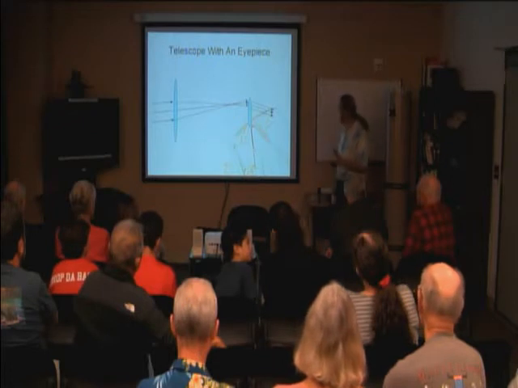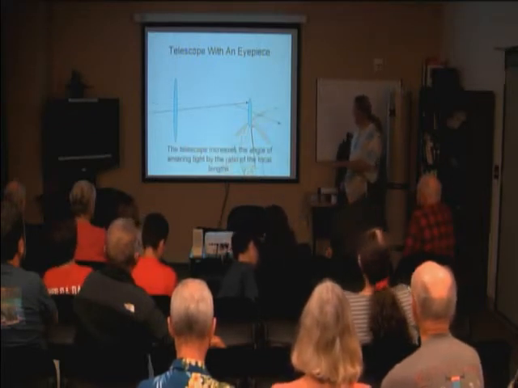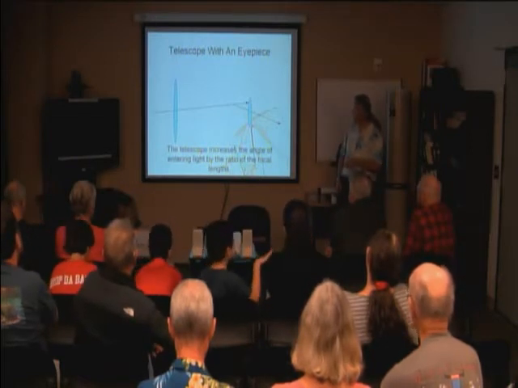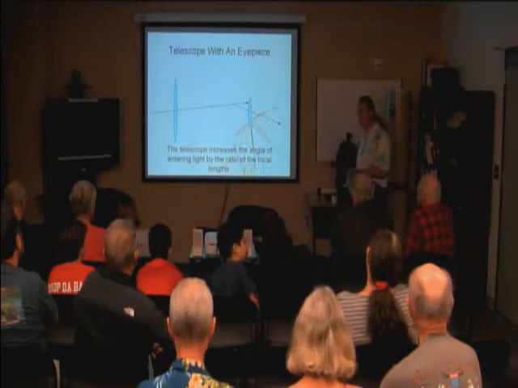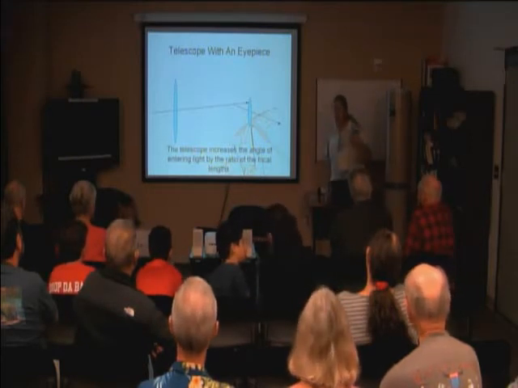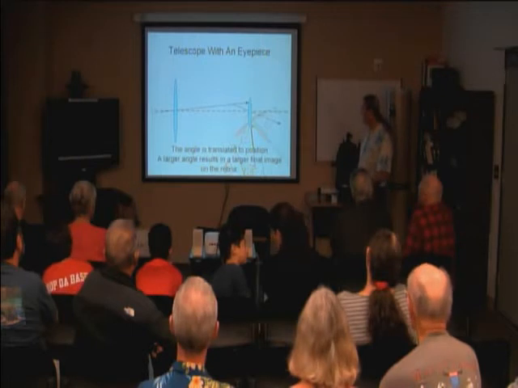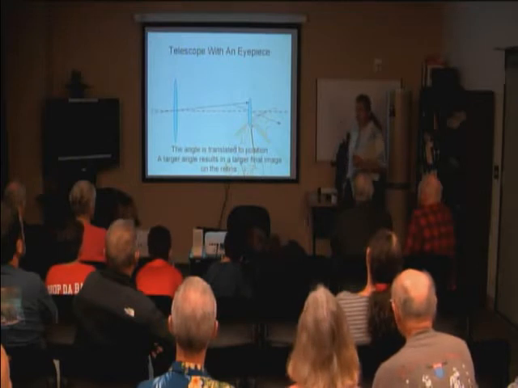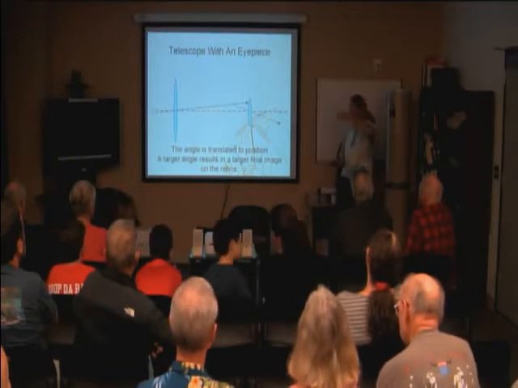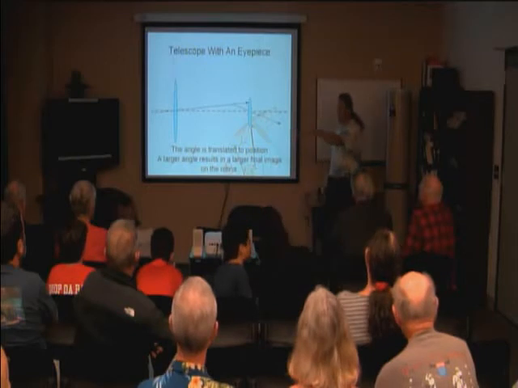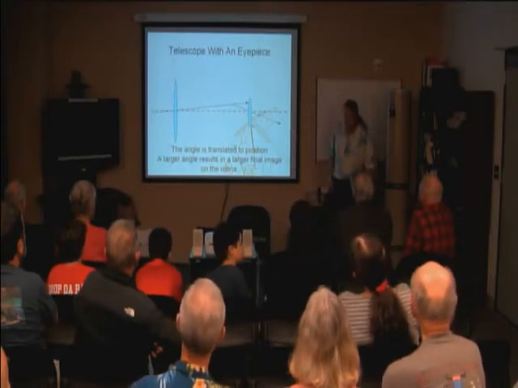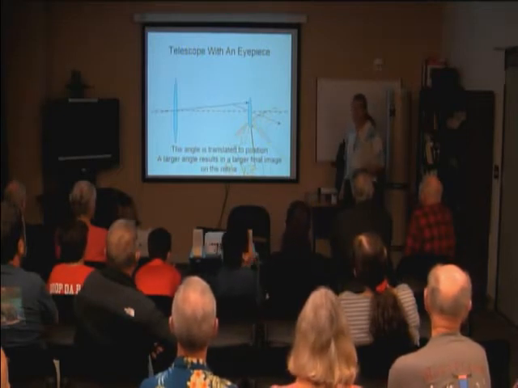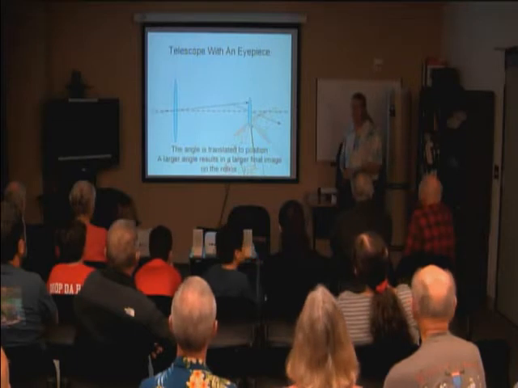So the telescope increases the angle of the light leaving relative to the entering light by a factor of the ratio of the focal lengths, and that translates into a magnification. A larger angle results in a larger final image on the retina, and as this young man said, if the primary lens, the objective lens, has a focal length of 2 meters, and this one has a focal length of 1 meter, the magnification will be a factor of 2. The image will be twice as big.